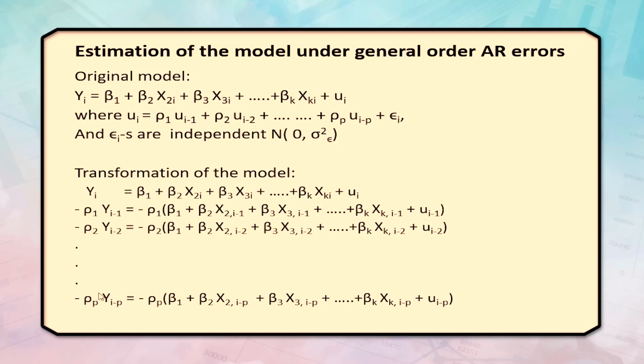So, we stop at i minus p because that gives us u_(i-p), and the autoregression is of order p. So, in the last row you can see y_(i-p) on the left hand side. On the right hand side within the parenthesis you have the corresponding expression for y_(i-p), which is now multiplied, both sides are multiplied by rho p and subtracted from the mother model.